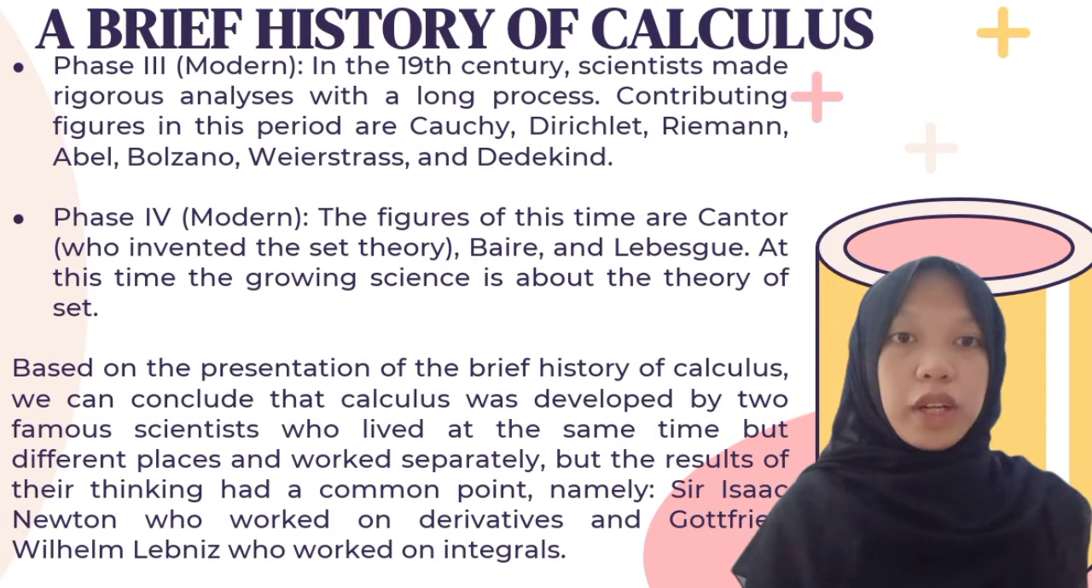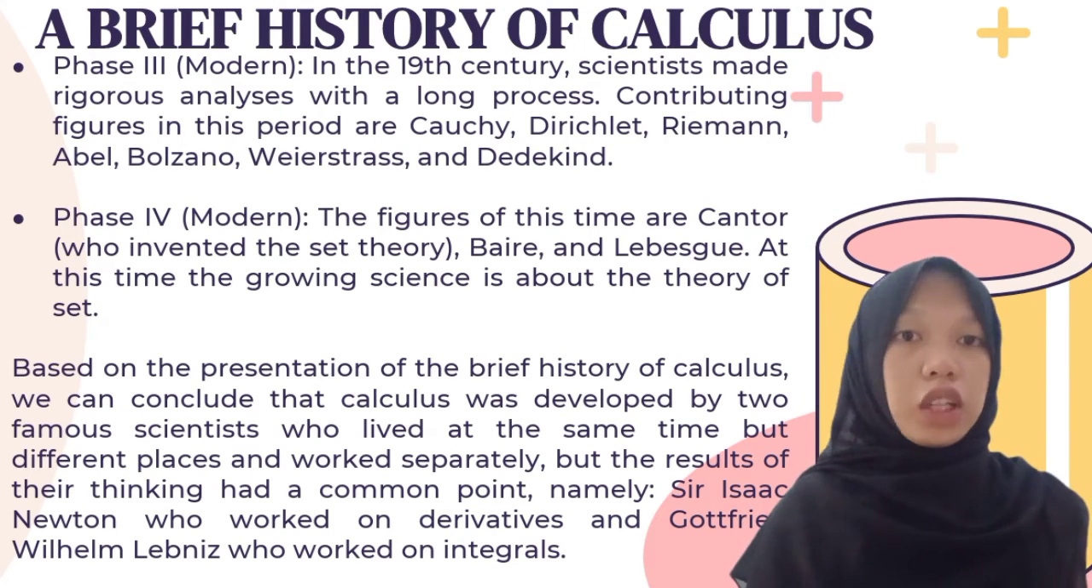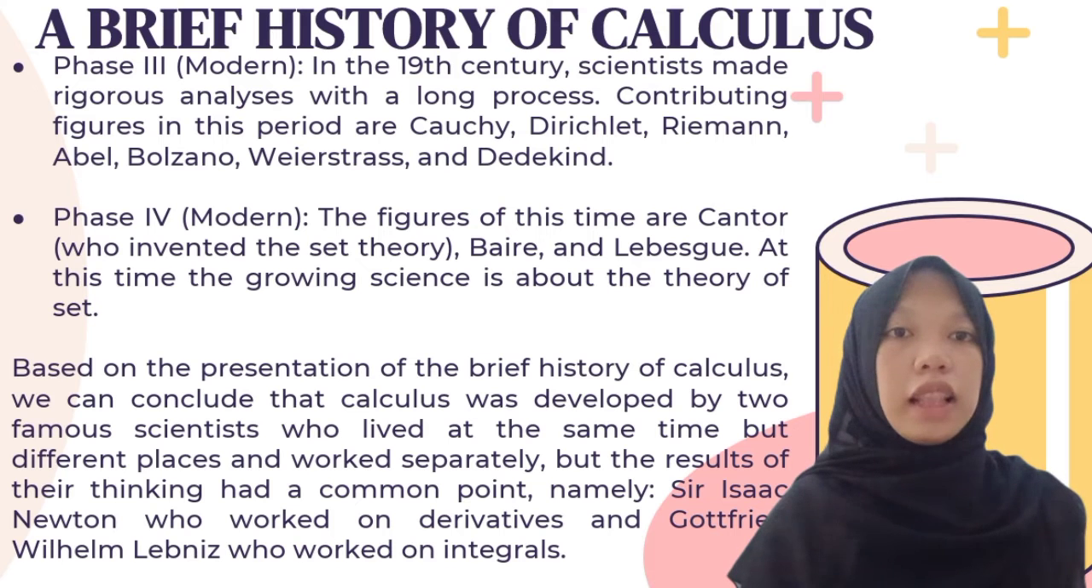Phase 3 is modern. In the 19th century, scientists made rigorous analysis with a long process. Contributing figures in this period are Cauchy, Dirichlet, Riemann, Abel, Bolzano, Weierstrass, and Dedekind. Phase 4 is modern. The figures of this time are Cantor, who invented the set theory, Baire, and Lebesgue. At this time, the growing science is about the theory of set.